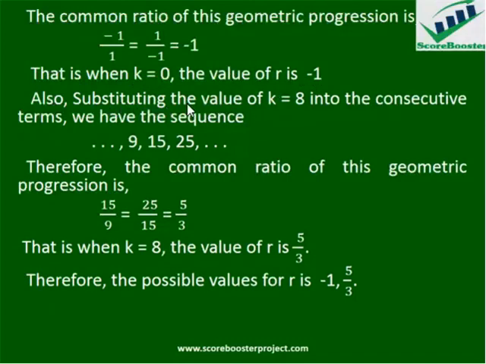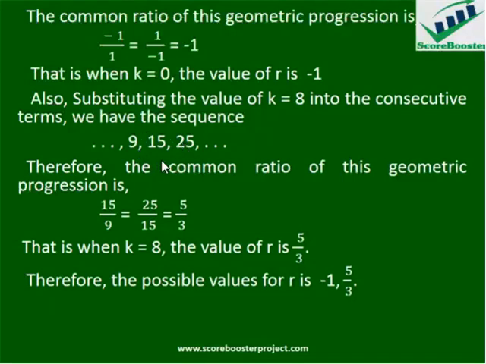Also, we substitute the second value of k, which is 8, into the consecutive terms. So we have the sequence. The first one is k + 1, 8 + 1 will give 9. The second one is 2k − 1, 2 multiplied by 8, 16 minus 1 will give 15. The third one is 3k + 1, which is 3 multiplied by 8, 24 plus 1 will give 25.